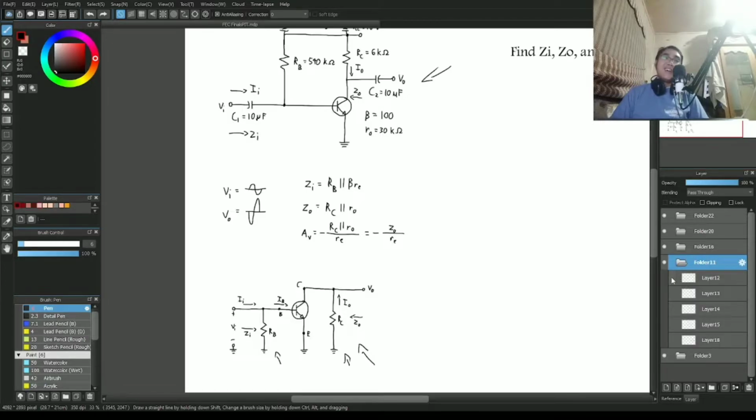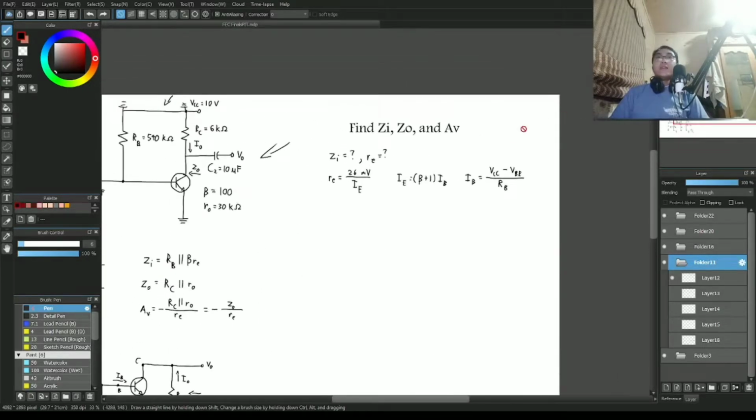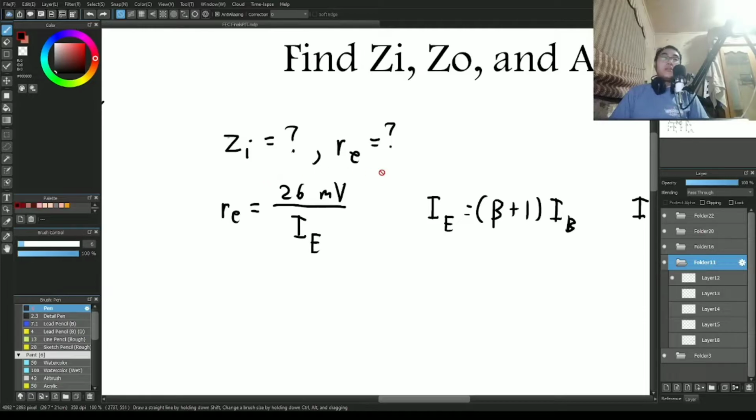First off, Zi, the input impedance. Okay. First off, RE. What's that? Well, usually, in a general term, RE is just 26 millivolts over IE. Now, this 26 millivolts in real-world application can change depending on certain factors. But since this is more of an ideal situation, ideal factors, the temperature is just not considered for this. Therefore, it just stays at 26 millivolts.